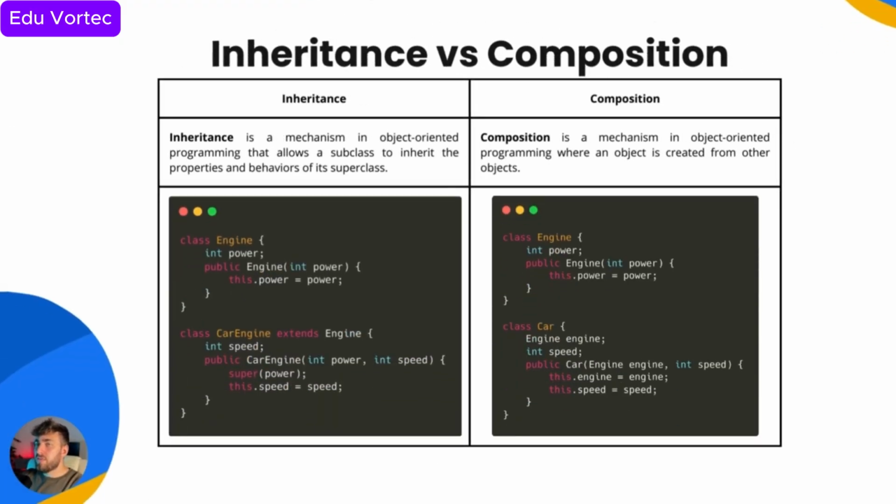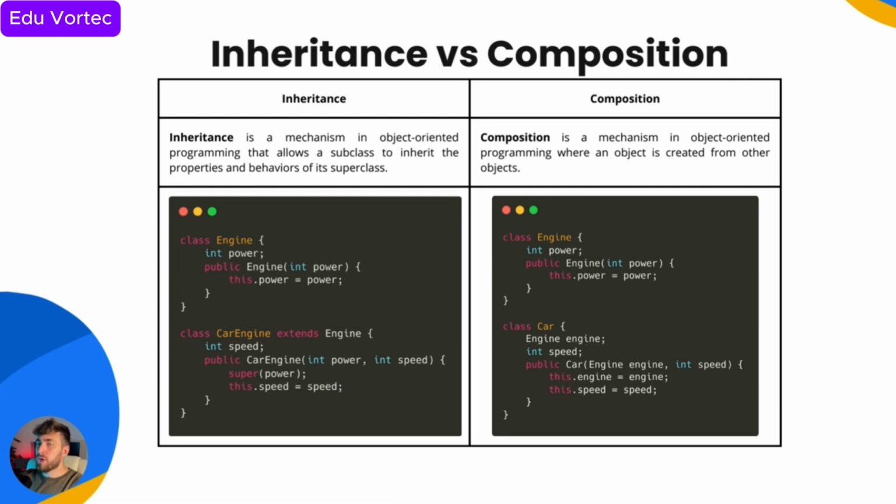Let's discuss the difference between composition and inheritance. As you may already know, inheritance is a mechanism in object-oriented programming that allows a subclass to inherit the properties and behaviors of its superclass. The subclass can also add or override properties and behaviors as needed. Composition, on the other hand, is a mechanism in object-oriented programming where an object is created from other objects. In other words, instead of inheriting properties and behaviors from a superclass, an object is composed of other objects.